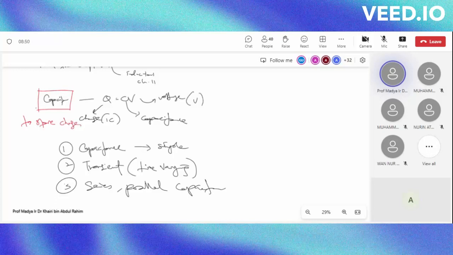To store charges, right? So you got to know how to calculate the capacitor's value. Okay, so the capacitor's value is for you to use. This is using the formula.